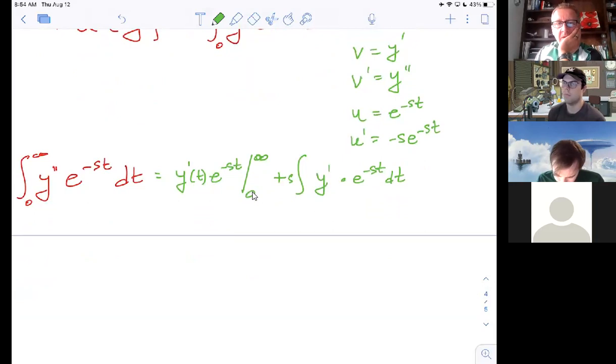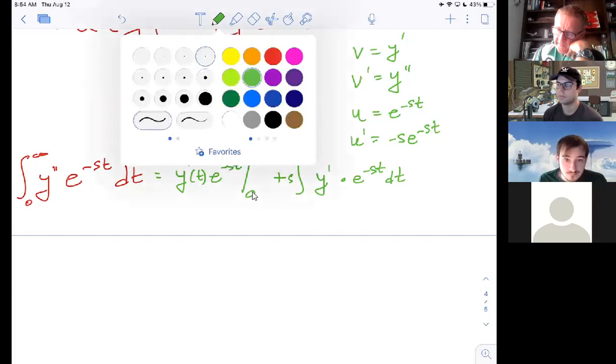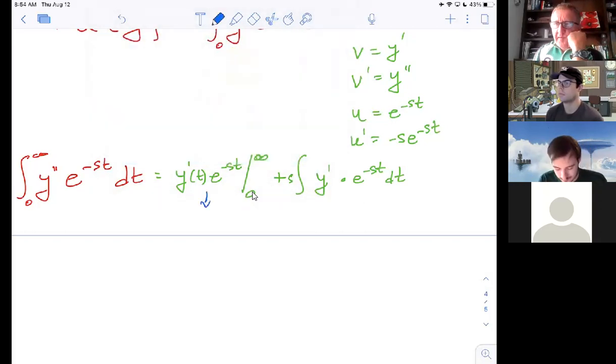Okay, so in the same way then, what happens to this? I'm not going to rewrite this whole thing out because we just did this a second ago, but when you put infinity in, it's going to go to 0. But when you put 0 in, you're going to get minus y prime of 0. That's what's going to be left of that when you evaluate that. Do you agree with that?